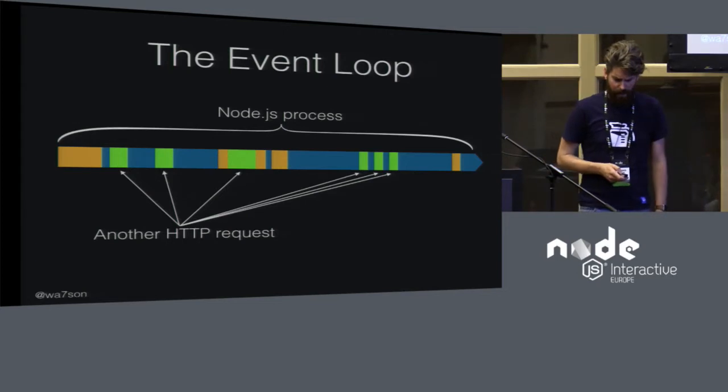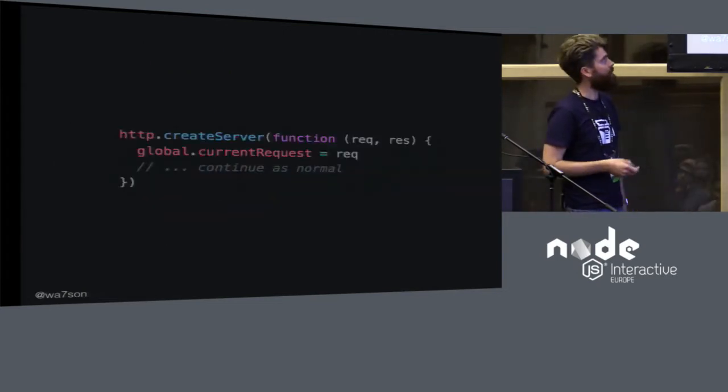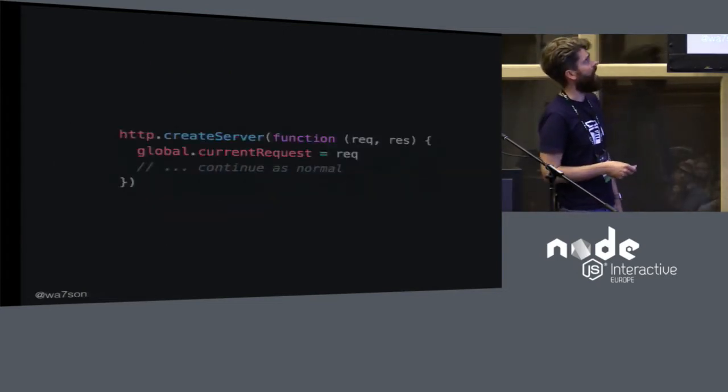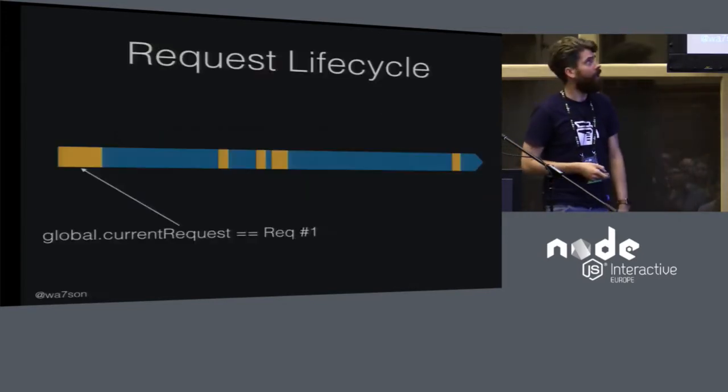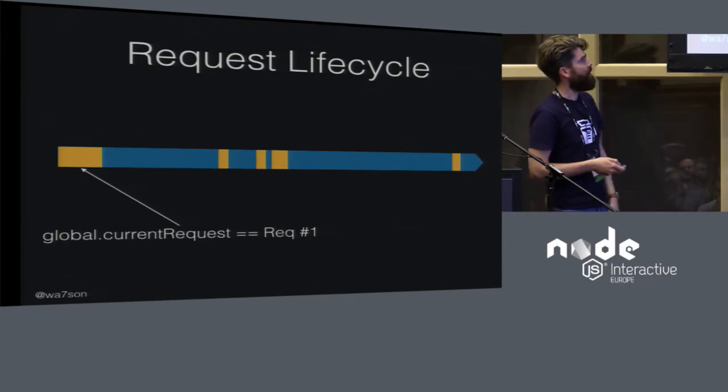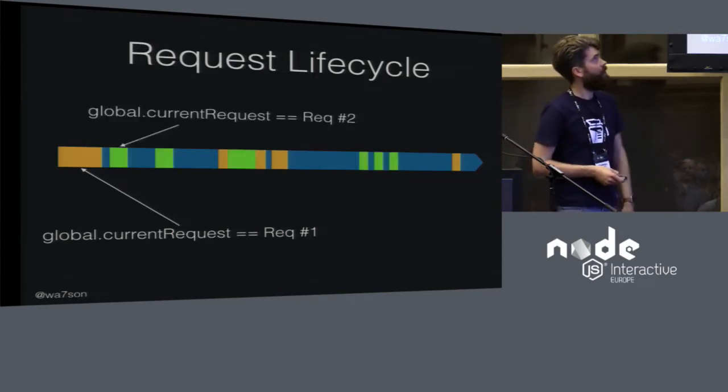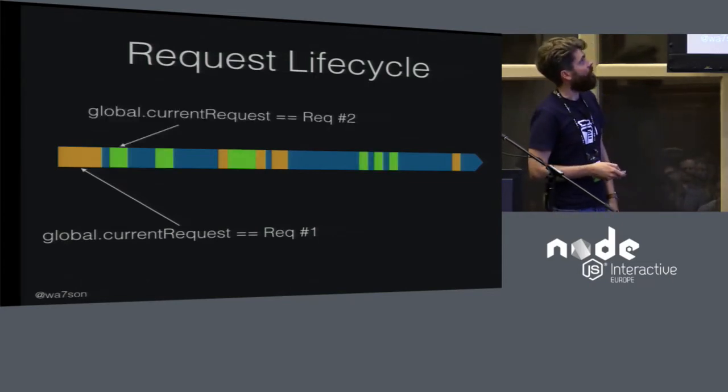That's why you might be tempted to do something like this: have a global with the current request and then refer to that. But obviously that will not work, because here we set it when the first request comes in, so that's request 1. Then another request comes in, and we set it again to request 2.